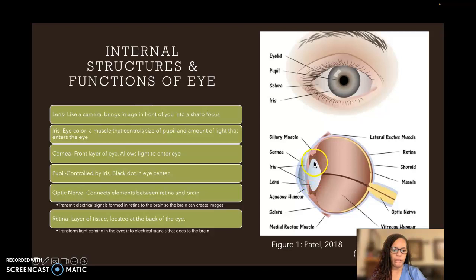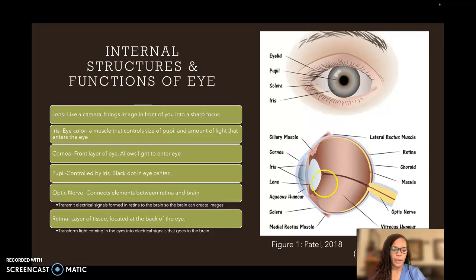So starting with the lens. Your lens is like a camera. It brings images in front of you into a sharp focus. And next we have the iris. The iris is your eye color. It's a muscle that controls the size of the pupil and the amount of light that enters the eyes.